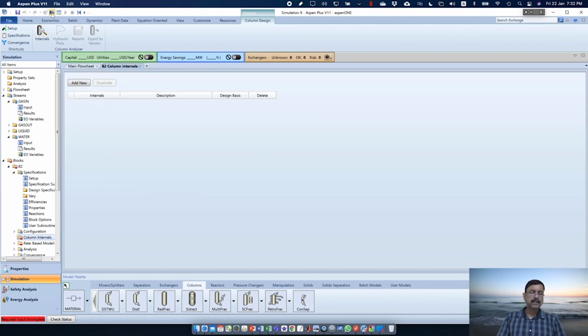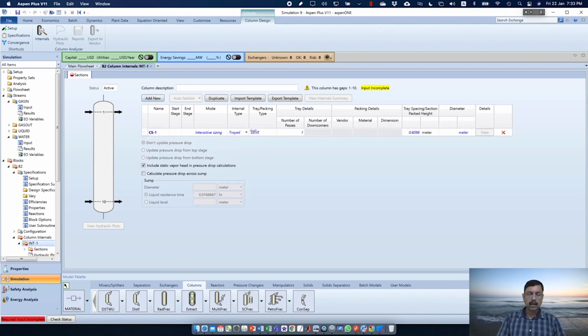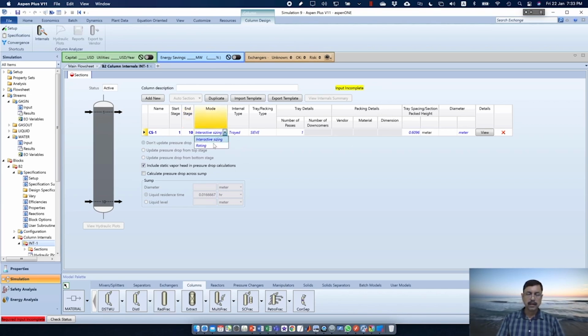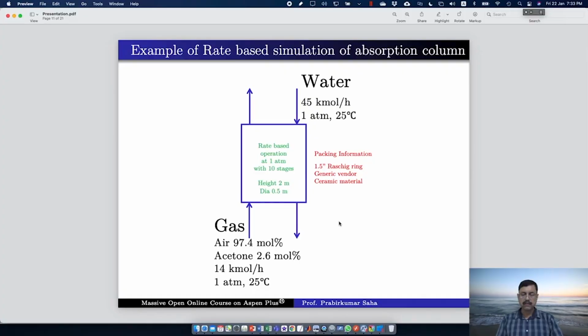Now go to next. It is asking for column internals because the rate-based calculation always asks for the column internals. You have to give the dimensions of all of them. So it is again 1 to 10 stages. Add a new section. Starting stage is 1 and end stage is 10. It is rating, internal type packed. Packing is Raschig ring, 1.5 inch Raschig ring, generic vendor, ceramic material.